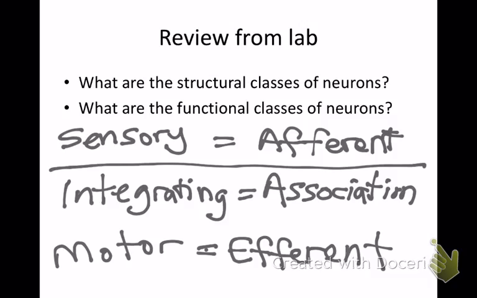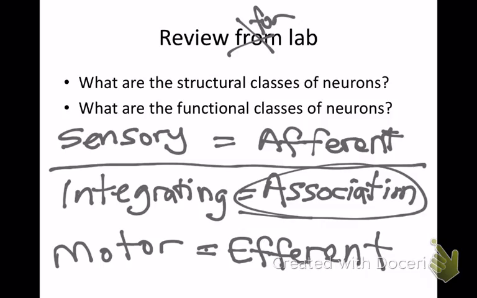Okay? So if I ask you what's the most abundant structural class, your answer is multipolar, because your brain is almost entirely made of association neurons. And those are all multipolar. They take different shapes. We have different names for different kinds of them. We're not going to get that bogged down in it. We're just going to call them multipolar and recognize them when we see them. Okay, so far? Okay, so that's not a review from lab. That's a review, really, for lab. And that wasn't in the handout anyway.